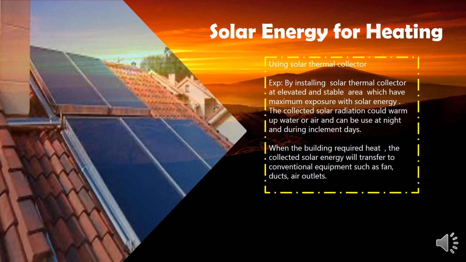Solar energy for heating can be achieved by using solar thermal collectors. We should install solar thermal collectors at a high, elevated and stable area which has maximum exposure to solar energy. The collected solar radiation could warm up water or air and can be used at night and during inclement days. When the building requires heat, the collected solar energy from the solar thermal collectors will transfer to conventional equipment such as fans, ducts, and air outlets.